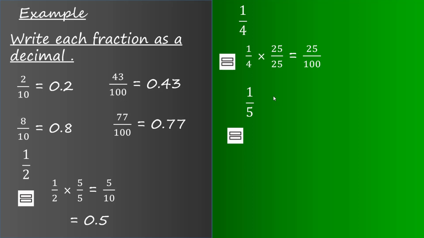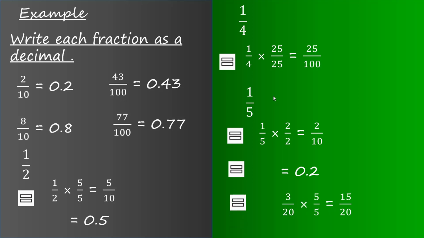1 over 5, multiplying by 2, so it will be 2 over 10. It will be 0.2. Here 3 over 20, we can multiply by 5. So it will be 15 over 100. So it will be 0.15. By the way, this is 15 over 100, not 20. So the decimal form of 3 over 20 is 0.15.